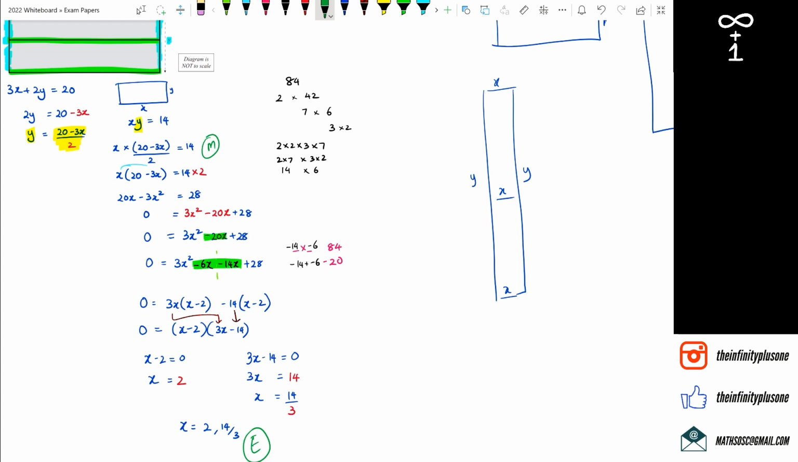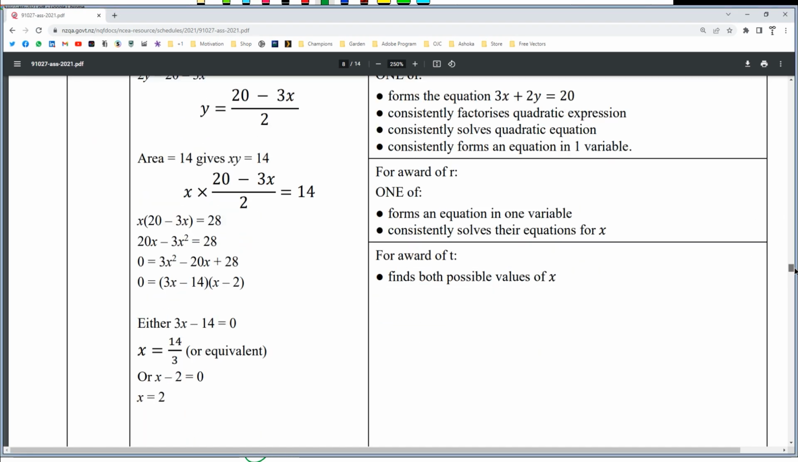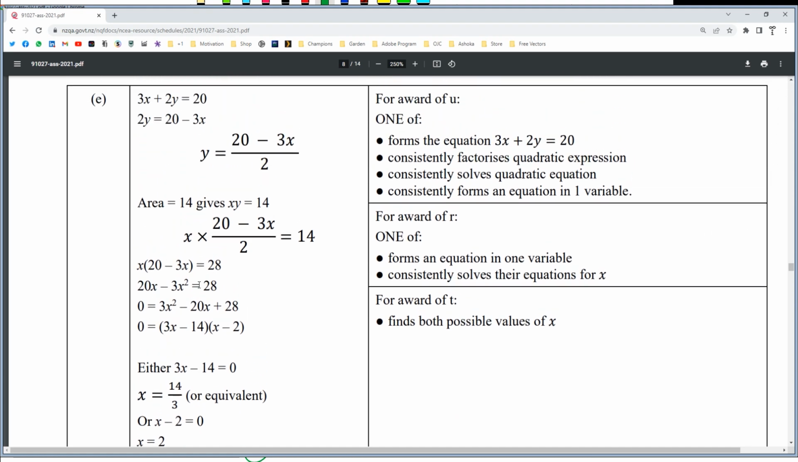Achieved: forms the equation 3x plus 2y equals 20. So that one right there at the top is going to get you an achieved. Again, I'll show you guys the answer schedule. So, consistently factorize this quadratic equation. Let's say you make a mistake in the quadratic equation and then you come up with a couple of those answers at the bottom. They're the wrong answers, but maybe there's a slight little error somewhere. You could still get an achieved for it.